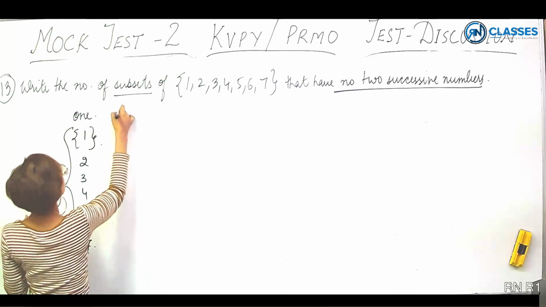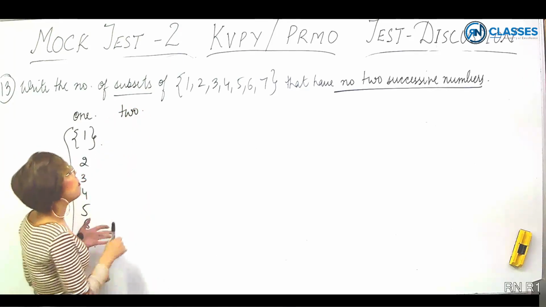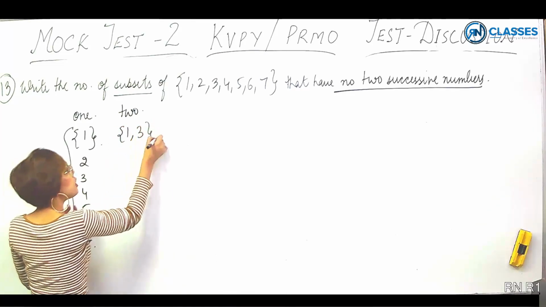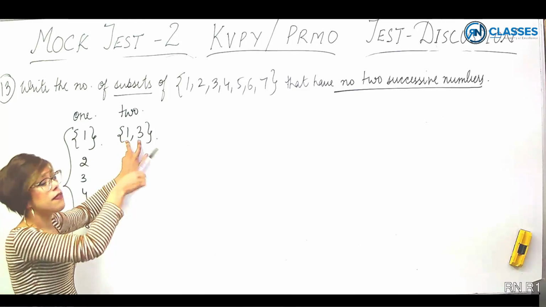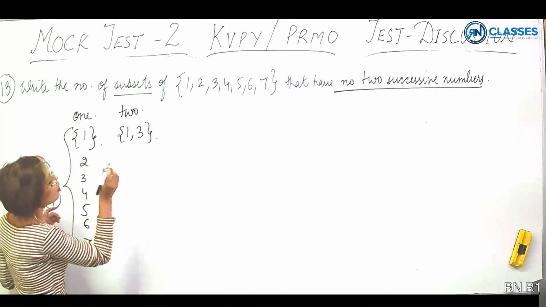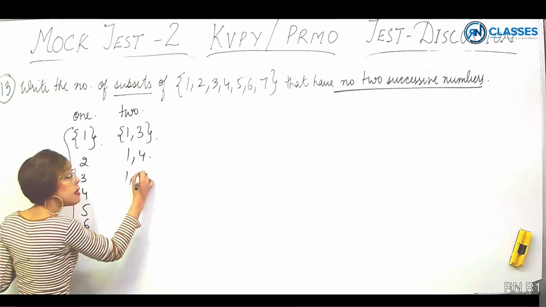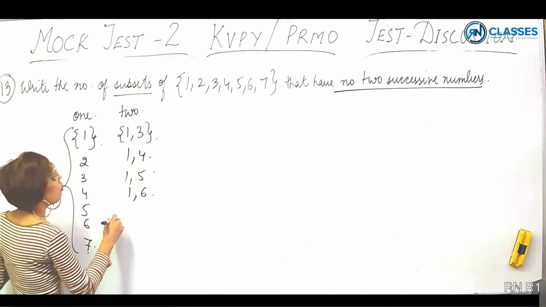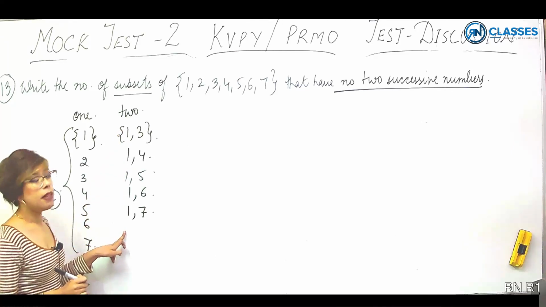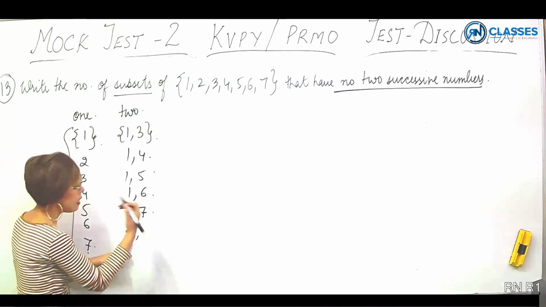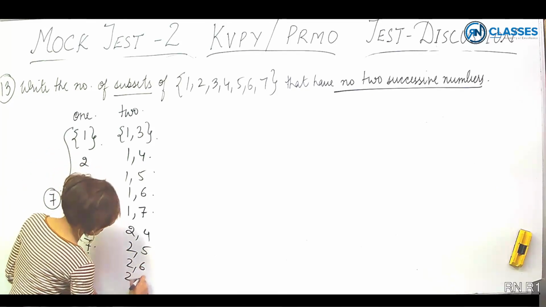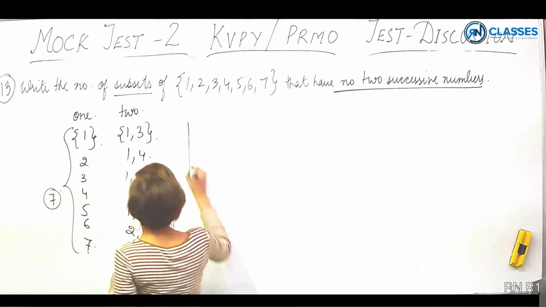Next, I'll make the case on the basis of 2 elements. Maybe I can have a set with 1 and 2, but I cannot have 3. So just check whether the set containing 1, 3 satisfies the property. Yes, no two successive numbers are there. So 1, 3 is such. Then 1, 4, 1, 5, 1, 6 and 1, 7 would be there. I've exhausted all the subsets which have 1. Then let me move on to 2. So 2 is there, 3 cannot be there. So 2, 4 can be there, 2, 5, 2, 6, 2, 7, and so on. You can write the 2 element subsets.